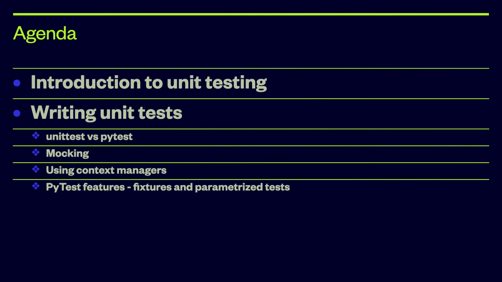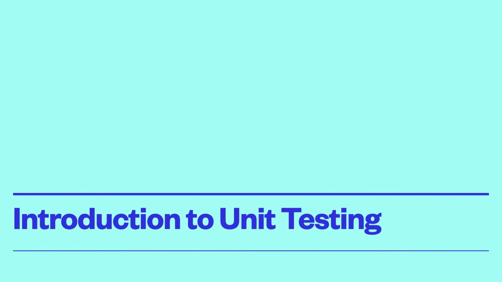Moving on, this is the agenda for this talk. I'll talk very briefly about unit testing in general, and then I'll talk about writing unit tests mostly. So I'll compare unittest and pytest. Then I'll speak a lot about mocking, and I'll also cover using context managers in your Python tests. And I'll also cover some of the features of pytest, like fixtures and parameterizations in tests.